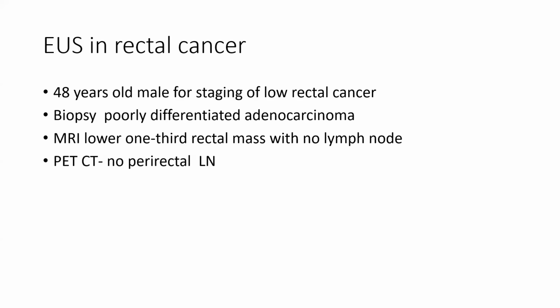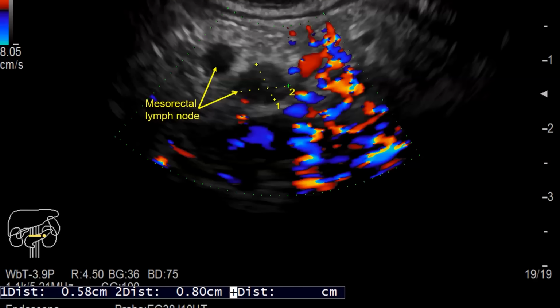A 48-year-old man, adenocarcinoma, MRI showed no lymph node, PET scan showed no lymph node. But EUS showed a mesorectal lymph node. So somebody thought that this lymph node was very close to the rectal wall and it was just a pseudopod of the tumor. And no, that was when the imaging was repeated. This node is distinct from the tumor, and so the presence of this lymph node is not normal in the mesorectum.